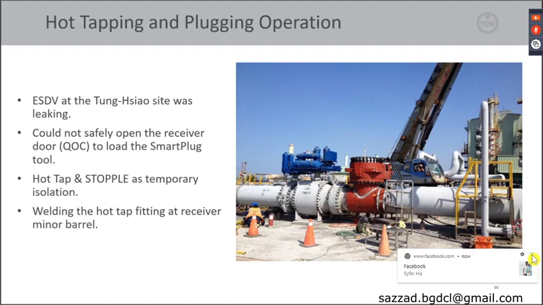So back to the operation. Because the ESDV at the Tung Chau site was leaking, TDW could not safely open the receiver quick open enclosure to load the smart plug tool into the receiver major barrel without first doing a hot tapping on the line, performing a stopple operation. With the stopple in place, we could keep the receiver barrel gas-free and loading the smart plug tool could be done safely. This hot tapping operation started with us welding our hot tap fitting onto the minor barrel of the receiver, which is the red item that you can see on the picture here. And after the welding, we did non-destructive testing.